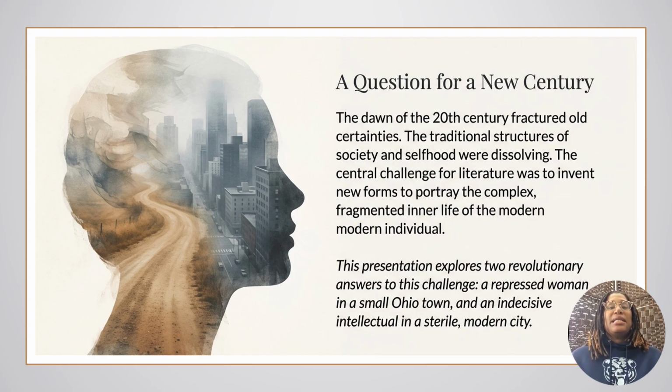Anderson and Eliot give two different answers to the same challenge. Anderson shows a repressed life shaped by a narrow social world. Eliot shows a mind overloaded by modern life, where thought loops, hesitation, and self consciousness replace decisive action. As you read, keep focusing on form. What does each writer do on the page to make you feel fragmentation, constraint, or disconnection?